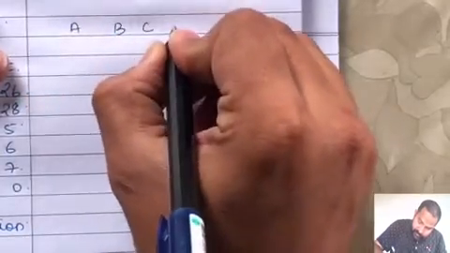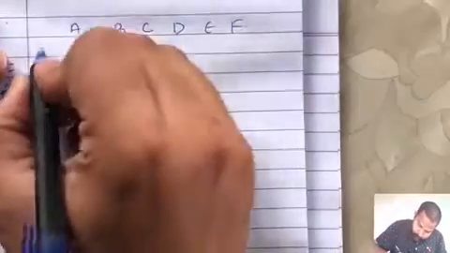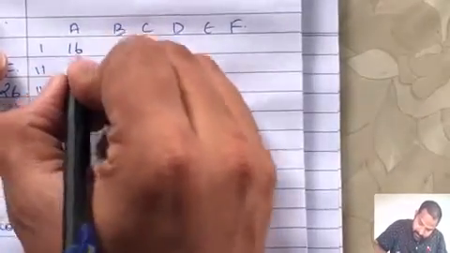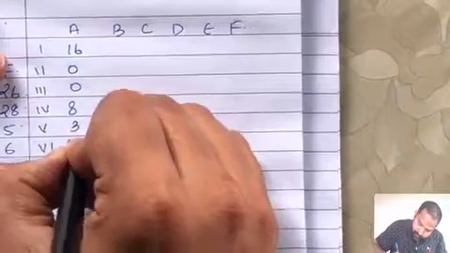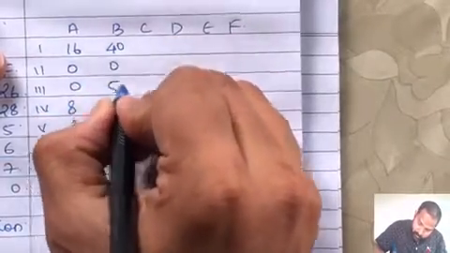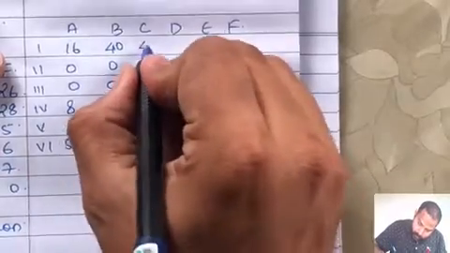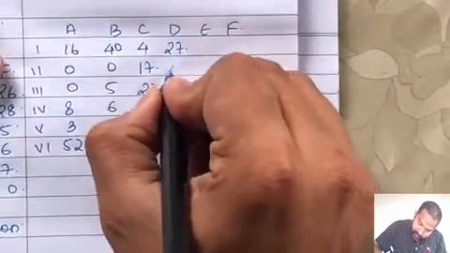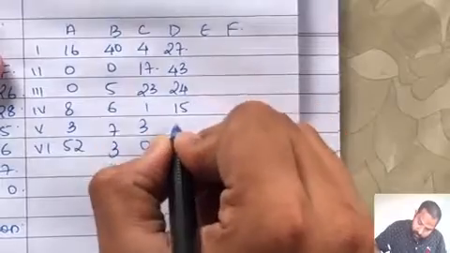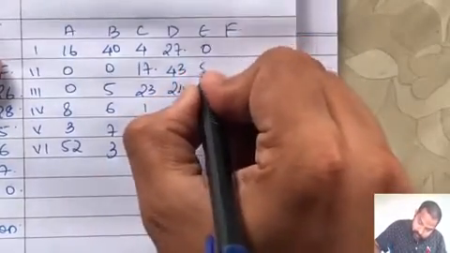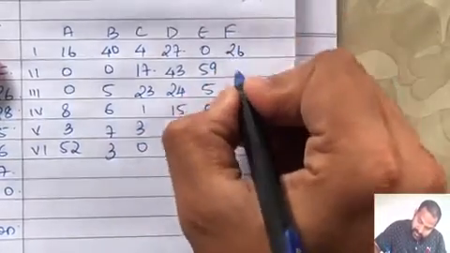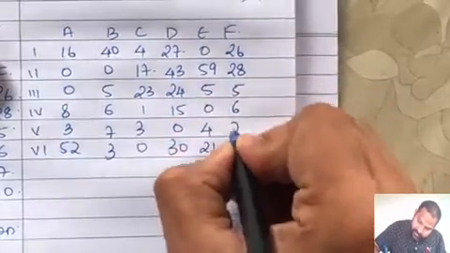So again the same: A, B, C, D, E, F, 1, 2, 3, 4, 5, 6. 16 0 0 8 3 5 2, 4 0 5 6 7 3, 4 17 23 1 3 0, 27 43 24 15 0 30 0 59 5 0 4 21 26 28 5 6 7 0.